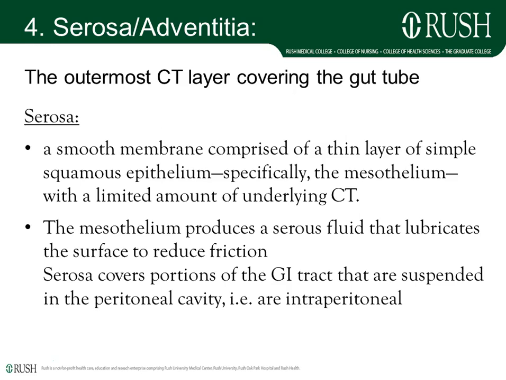So the mesothelial cells produce a serous fluid that lubricates the surface of the gut tube, and that reduces friction so that the tube or the organ that it's covering does not stick to other things. Okay, so serosal portions of the GI tube that are suspended in the peritoneal cavity are intraperitoneal.